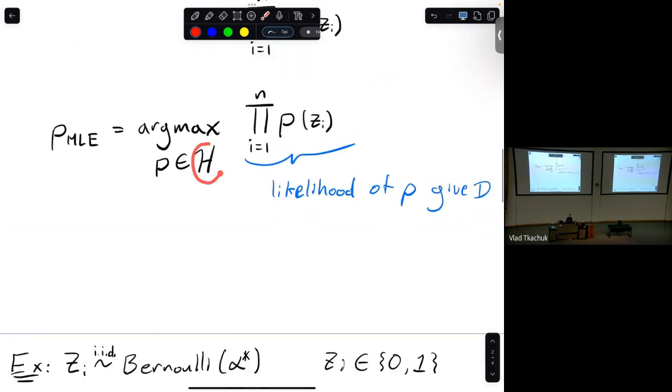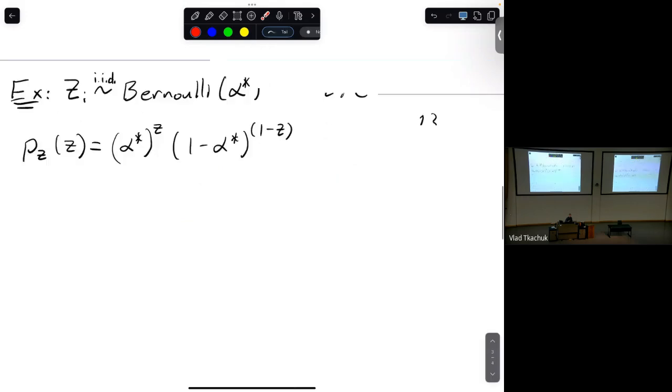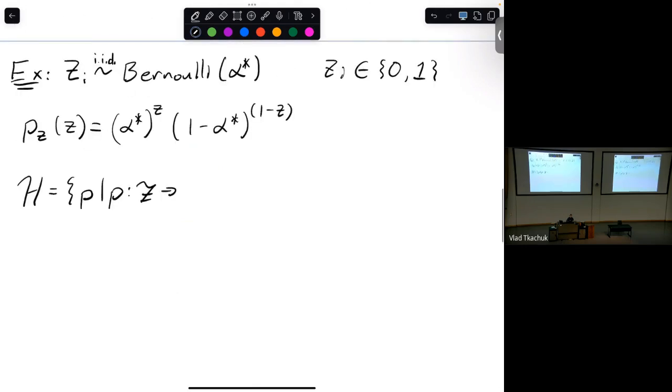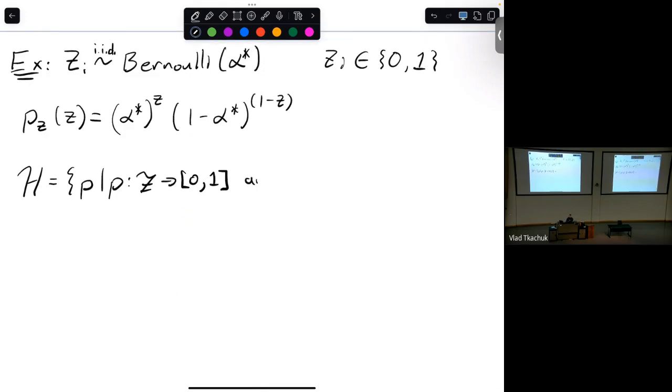And so this class of distributions, or sorry, class of PMFs that we're searching over will be as follows. It's just going to be all of the PMFs such that, first of all, they have the form of a PMF. So they map from the outcome space to the closed interval [0, 1]. These are the probabilities. And they have a special form, because we know what kind of random variable we're dealing with. That special form is that P of z, for any z, is of the form alpha to the z, times 1 minus alpha to the 1 minus z. And alpha is just some parameter between 0 and 1.